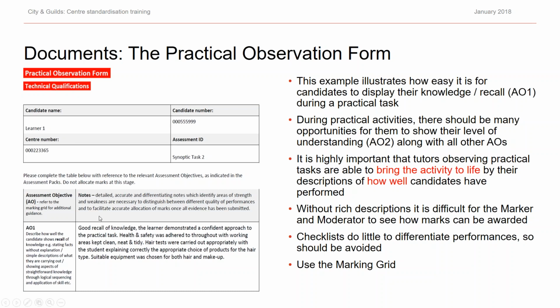So here we can see that the observer has considered there to be good recall of knowledge, demonstrated through a confident approach to the practical task. Health and safety was adhered to, hair tests were carried out appropriately, the student was able to explain the appropriate choice of products for the hair type, suitable equipment was chosen for both hair and makeup. So as you can see, this candidate has shown some good aspects of her knowledge during the practical activity.